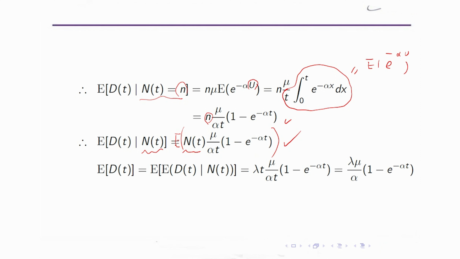Okay, and we know that that is the expectation of N(t), that is lambda t. The expectation of this is the same, because this is a constant, right? So we get the final result: lambda mu over alpha times 1 minus e to the minus alpha t.